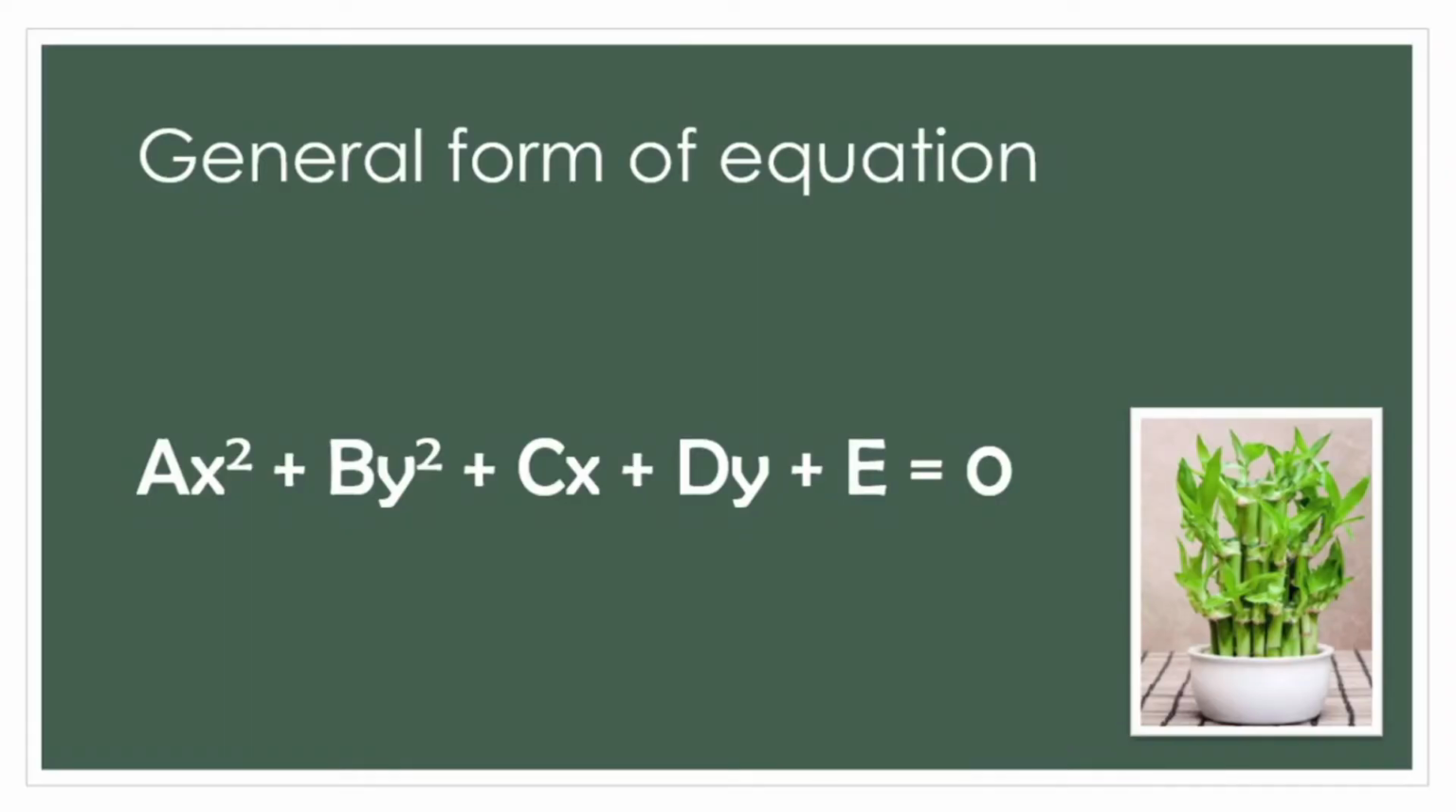Guys, you're already familiar with the general form of equation. You have here ax squared plus by squared plus cx plus dy plus e is equal to 0, and a, b, c, d, e are numerical coefficients.